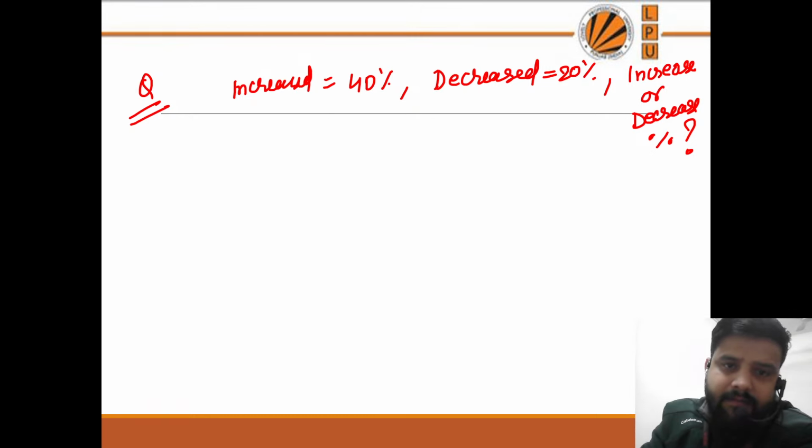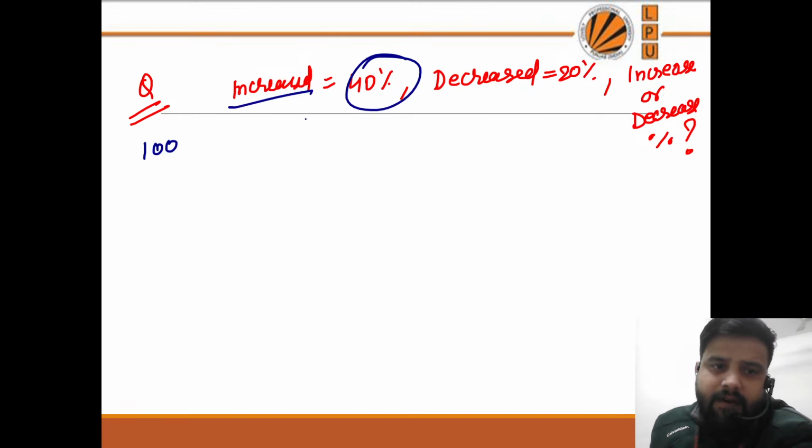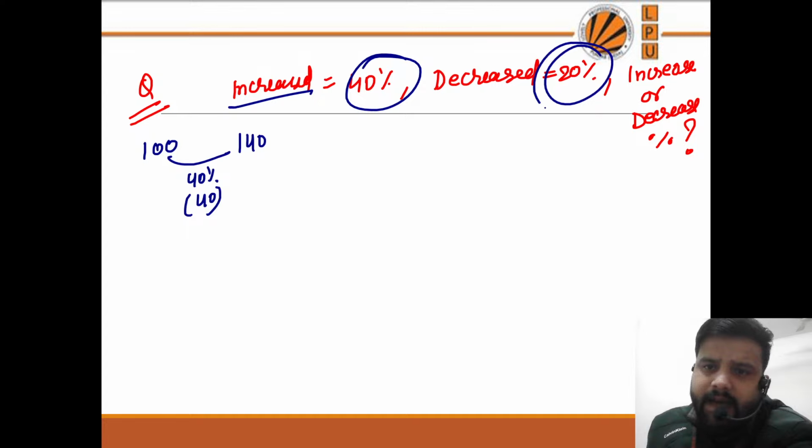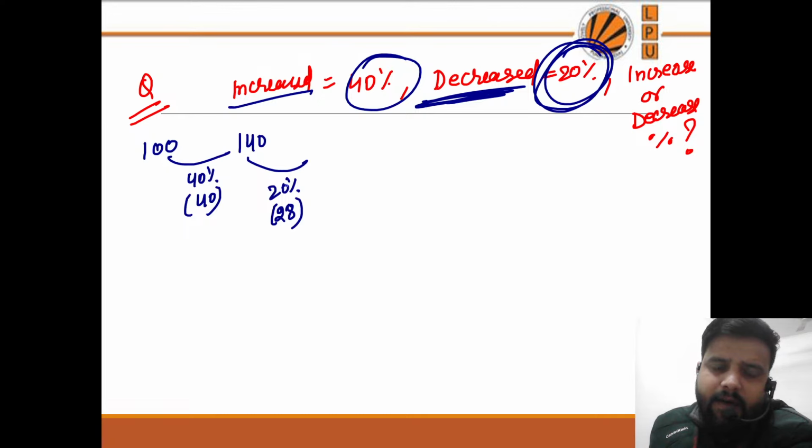Okay, let's see. You will start by taking the value as 100. First it is increasing by 40%. So 40% of 100 is 40 only. So it becomes 140. After becoming 140, it is decreasing by 20%. So 20% of 140 is how much? 28. Now it is decreasing, so remember, you will decrease this amount from this base. So it will become how much? 112. So from 100, you arrived at 112.